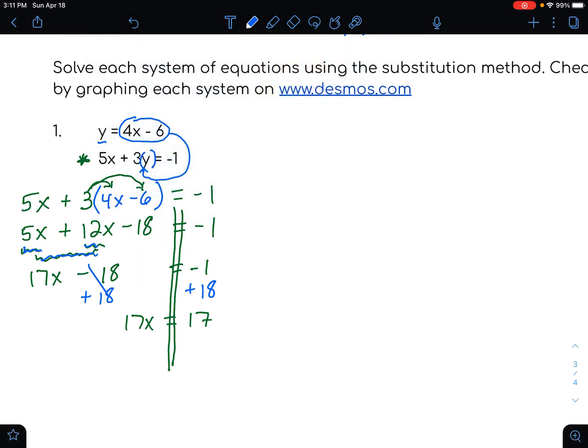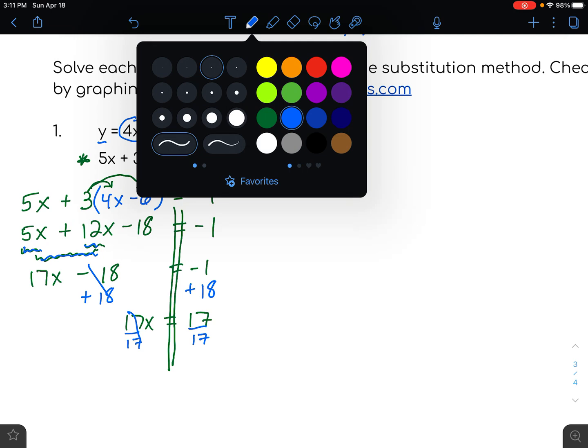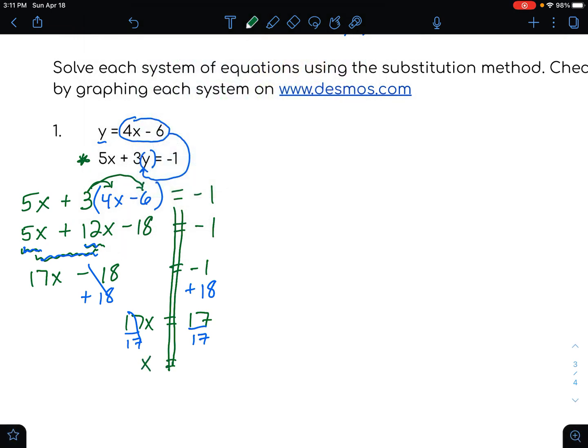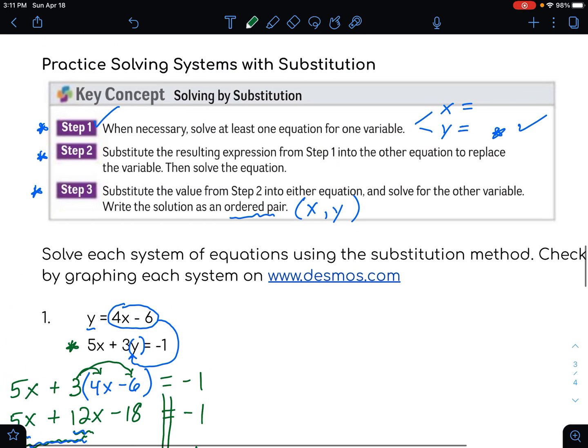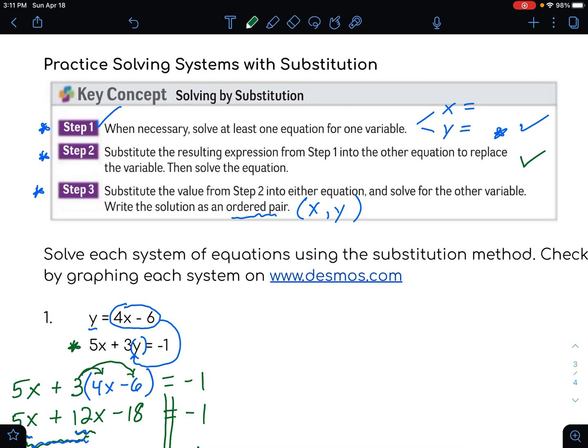Say 17 times what is 17? So you guys do this one in your head, but 17 times 1 is 17. And of course, algebraically, to see that is we undo the multiplication by dividing both sides by 17, and we get 1x, or just x, is equal to 17 divided by 17, which is 1. All right, so we got one value. All that was step number 2.